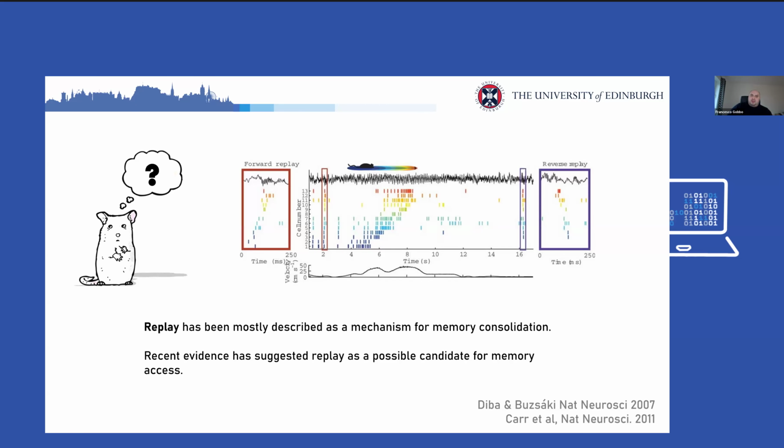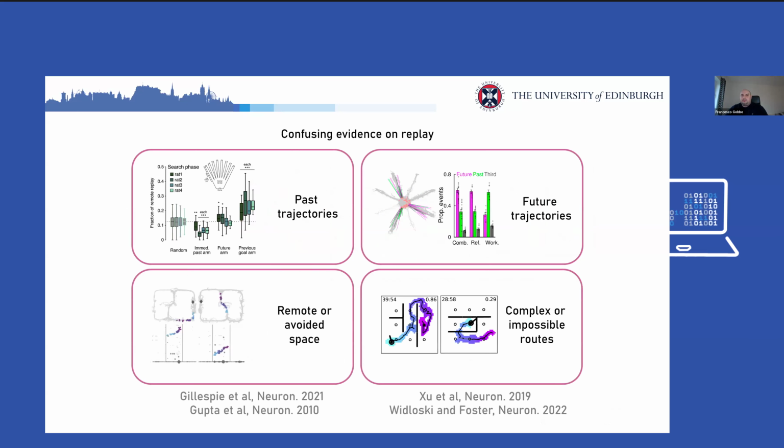But recent evidence has suggested that replay is also a possible candidate for memory access. And this is because when recording from animals that are about to solve a task or remember a particular location, often replay is recorded from the hippocampus. However, the situation is much more complicated than that.